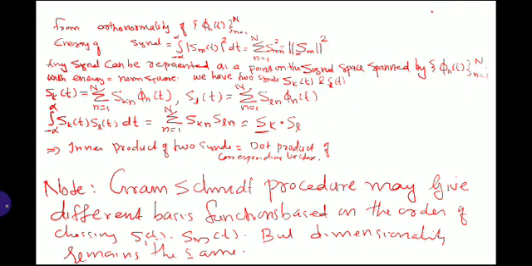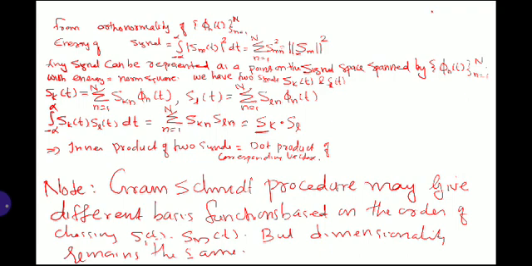Now consider two signals sk of t and sl of t. Now you are trying to find the inner product of sk of t and sl of t. So sk of t you can substitute as the sum over n equal to 1 to capital N of skn phi n of t, and sl of t you can substitute as the sum over n equal to 1 to capital N of sln phi n of t.